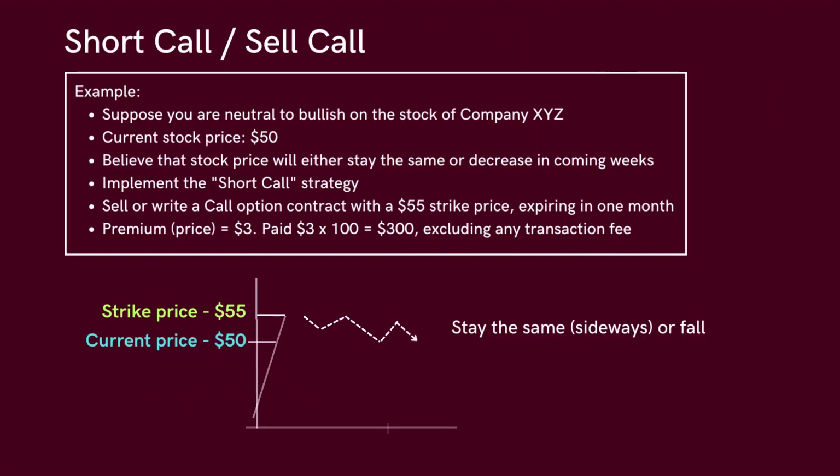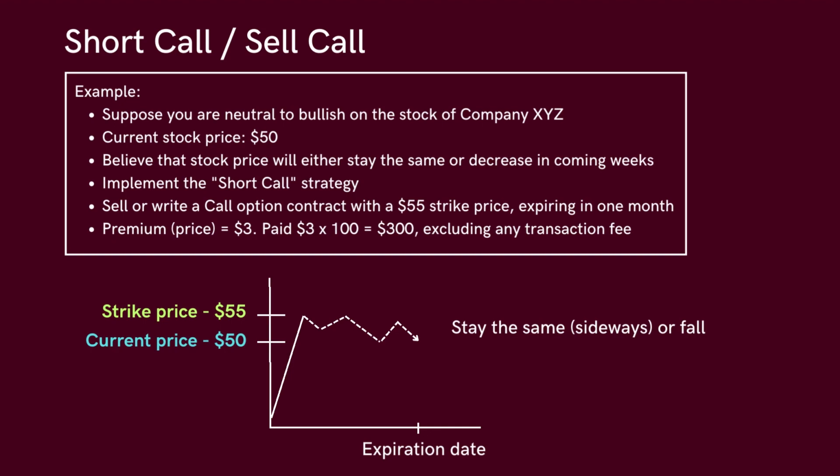Alright, let's go through an example. Suppose you are neutral to bearish on the stock of company XYZ, which is currently trading at $50 per share. You believe that the stock price will either stay the same or decrease over the next month due to some negative news in the industry or for whichever reasons. You then proceed to sell or write a call option contract with a strike price of $55 expiring in 1 month. The premium received for selling the call option is $3 per share. Multiply it by 100 shares, this means the premium we receive is $300, excluding any transaction fees.